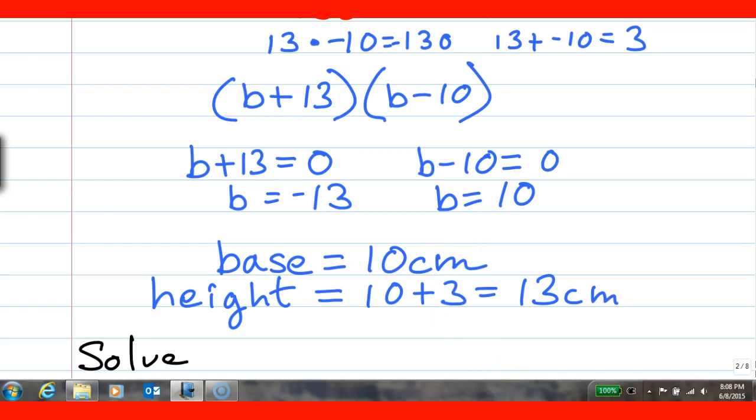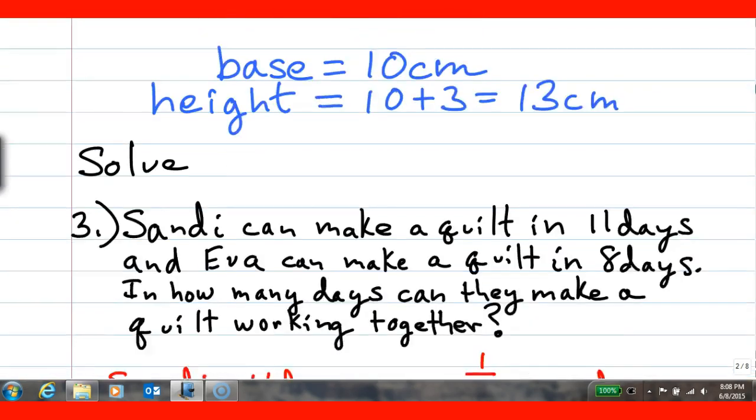And if you remember, looking back at the formulas, our height is going to be 3 more than the base. So I'm going to take 10 plus 3 to find my height, which ends up being 13 centimeters. Don't forget the units. 10 centimeters, 13 centimeters. It's part of the answer.